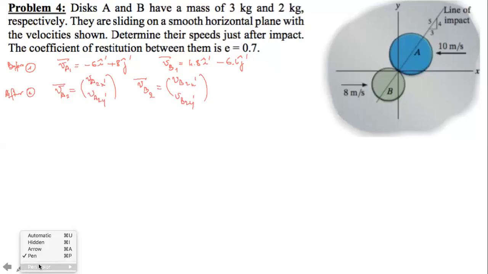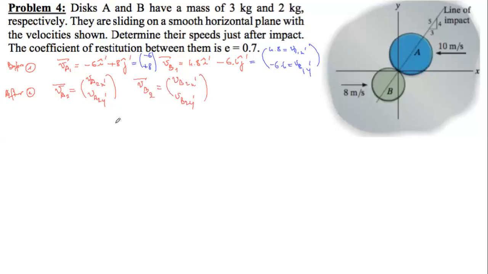To be consistent with my notation, let me just call this: this is -6, this is VA1 X prime; +8 is VA1 Y prime; and this is 4.8, which is VB1 X prime; -6.4 is VB1 Y prime. Okay? Great.